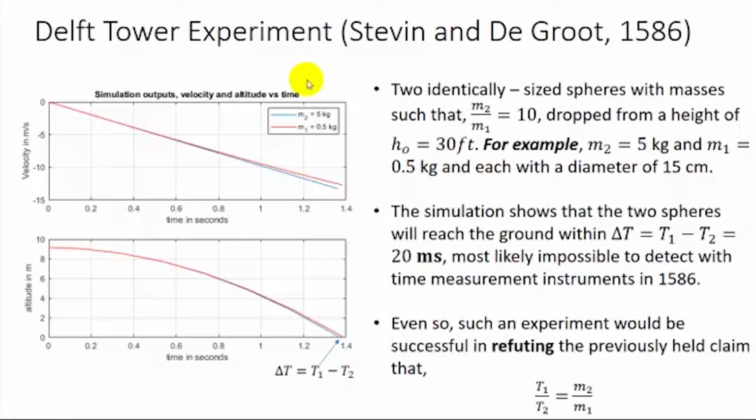We present on the left the velocity against time trajectories for the two masses. The heavier mass is plotted in blue, the lighter mass is plotted in red. Similarly, the second plot shows the altitude as a function of time for the two masses, the heavier mass plotted in red and the lighter in blue.